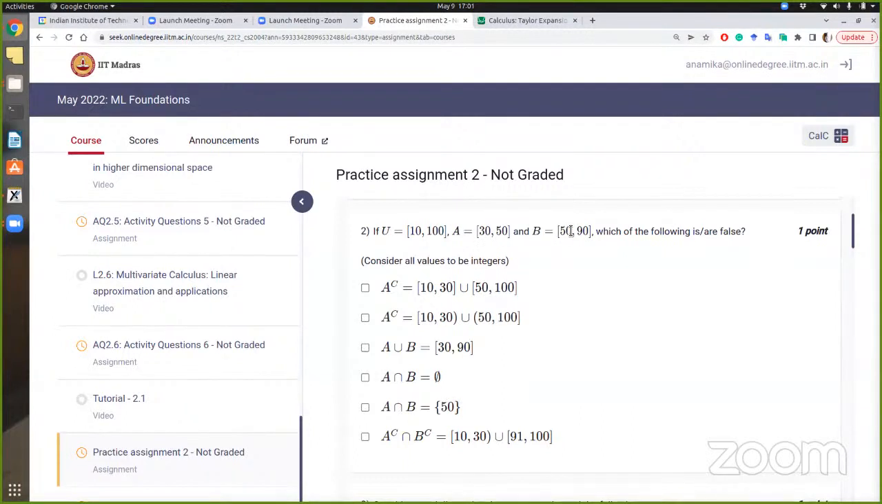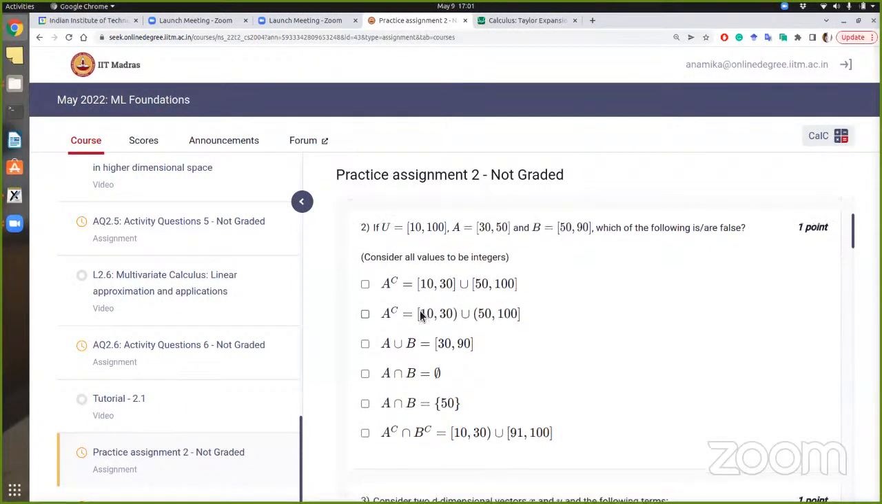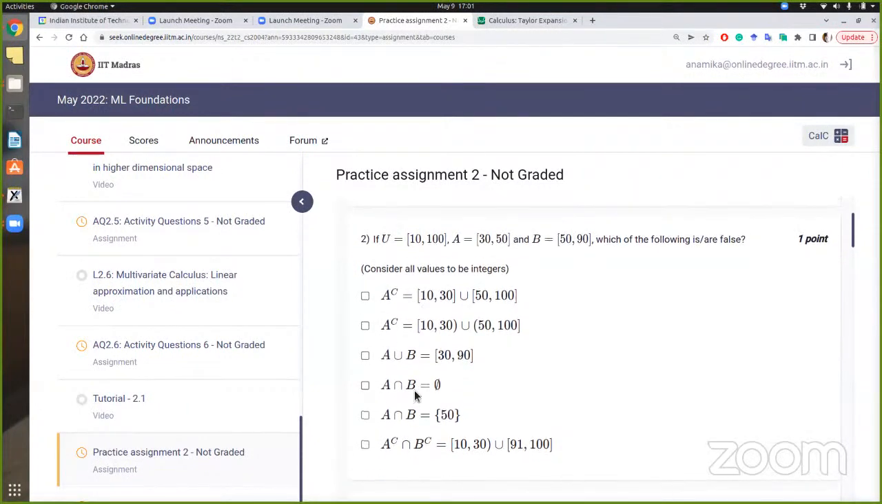Same goes for B. Can you please solve at your end and tell which one of these is the correct option? Second is correct. Second is correct. Is it? Okay, this is multiple choice. Okay, which other options are correct? Can you solve at your end? Third is correct. Third is correct. Okay. Others?